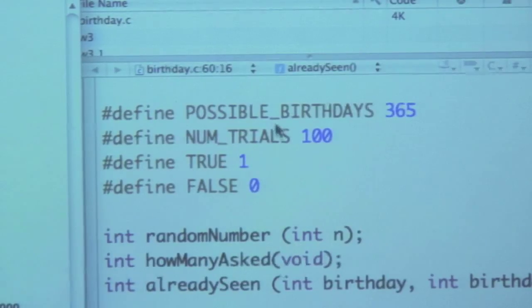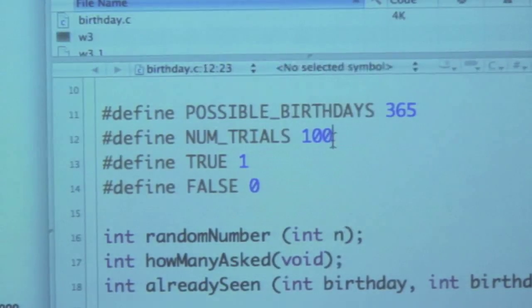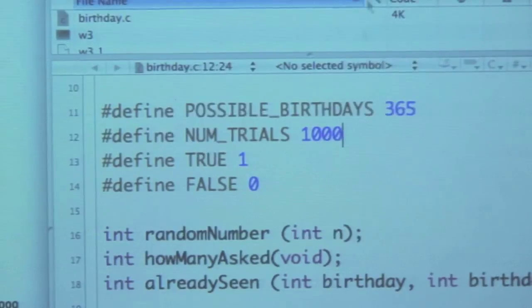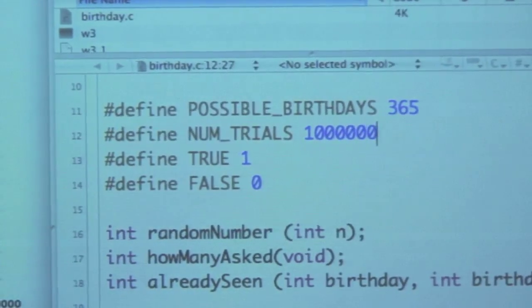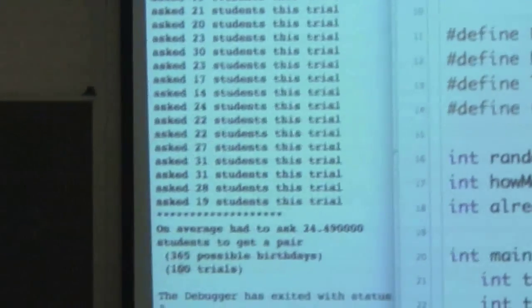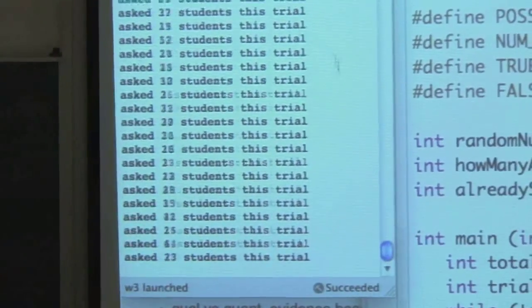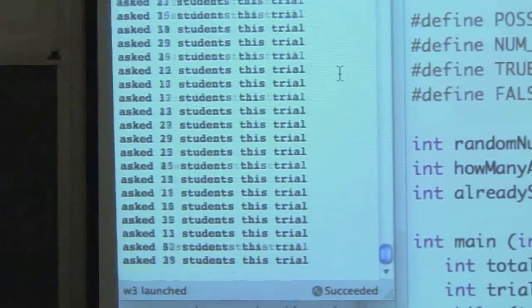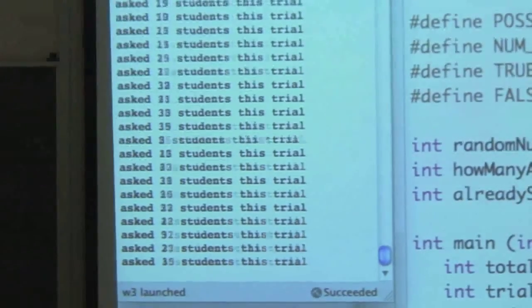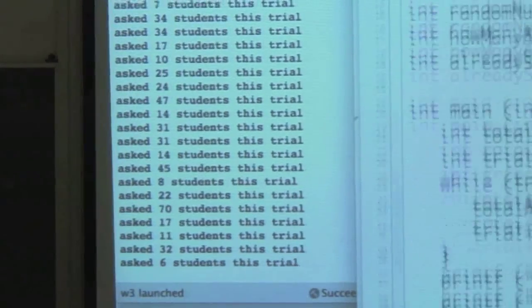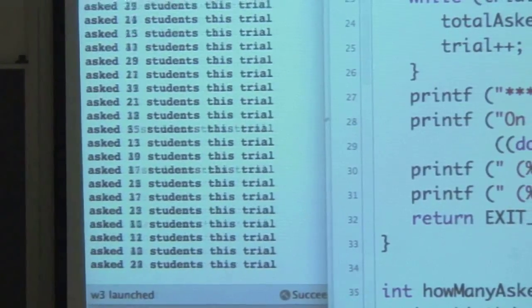Okay, here we go. So we're going to change the number of trials. Let's do it 1,000 times. 1 million? Oh, I like the way you think. That's 1 million. Off we go. It's going to print a lot. It's going to have to print 1 million things. I'm going to have to comment out the prints. Yes, I think that's what I'm going to do.